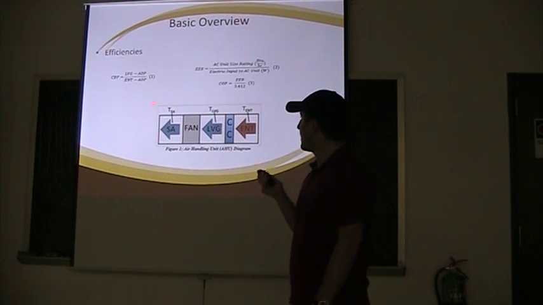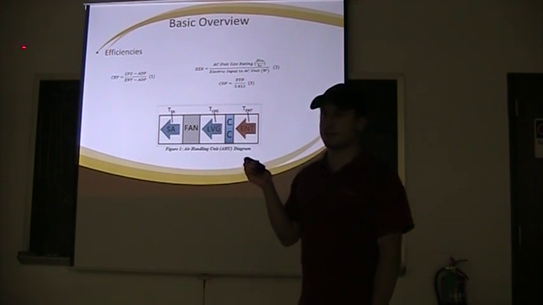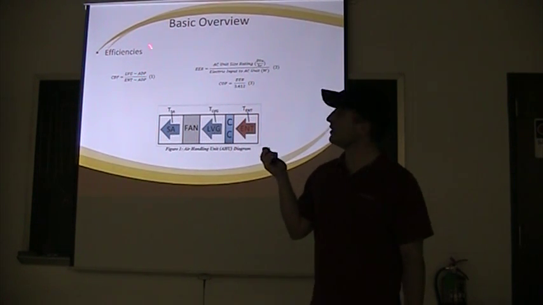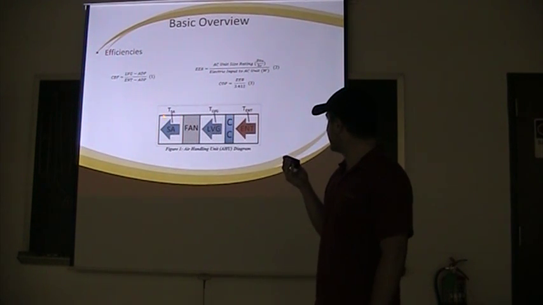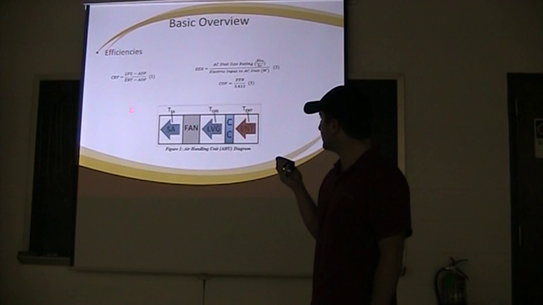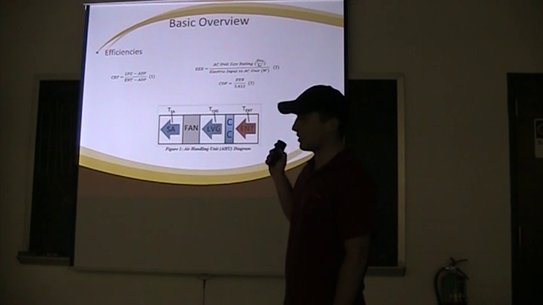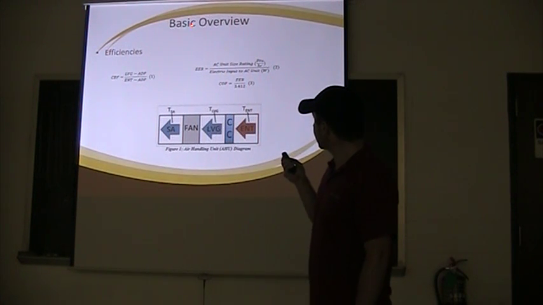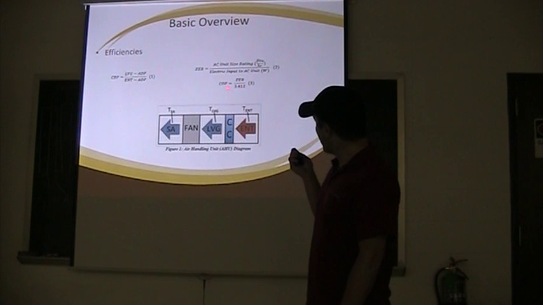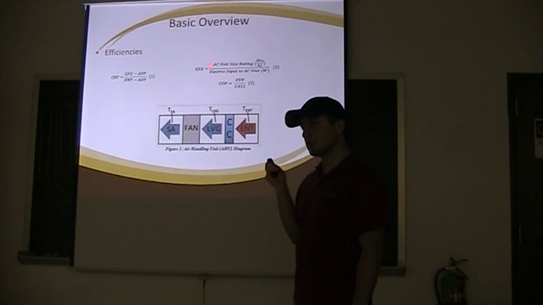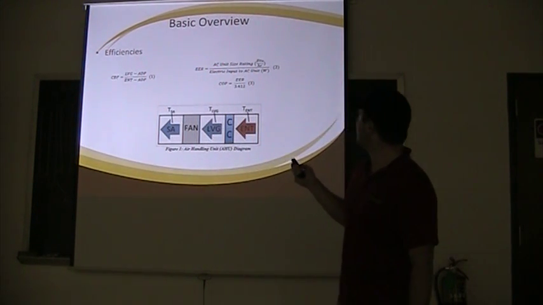The different efficiencies you have are the coil bypass factor, which takes the air temperature coming in minus the apparatus dew point, divided by the entering air minus the apparatus dew point. And then you also have the coefficient of performance. And this is the energy efficiency ratio, I believe.